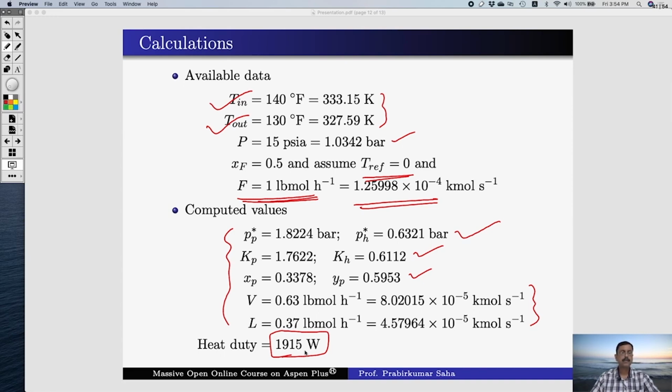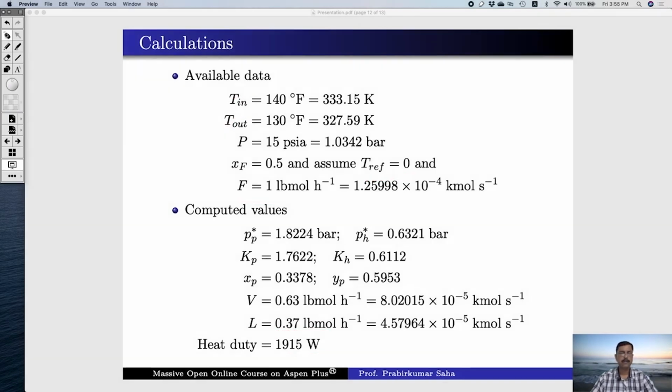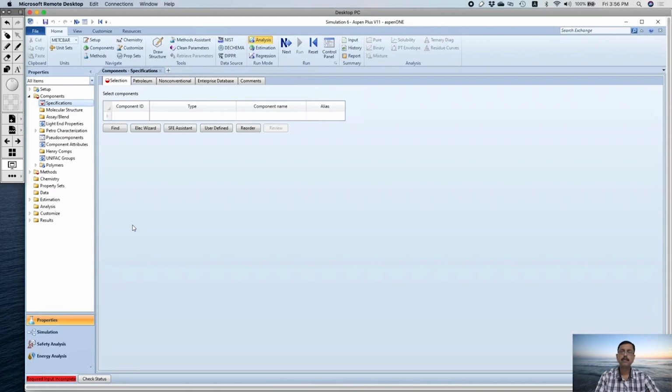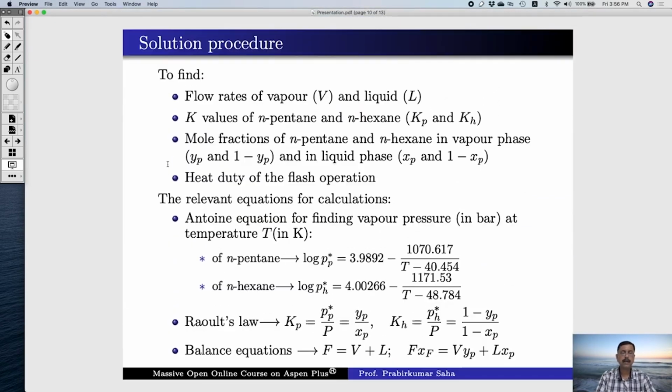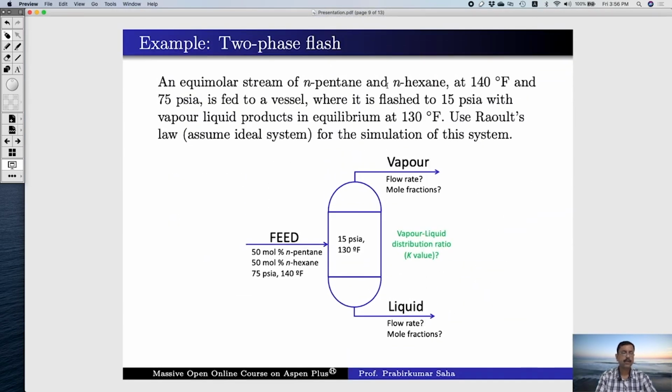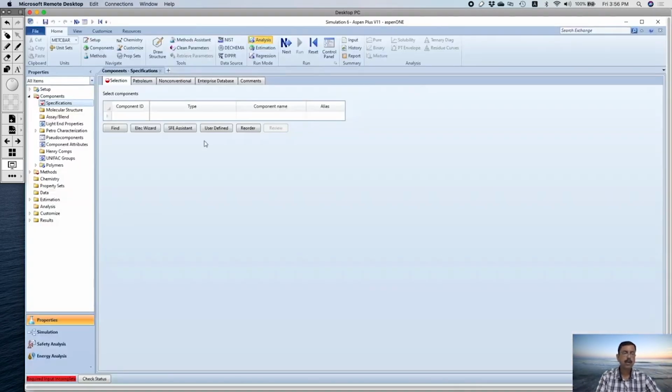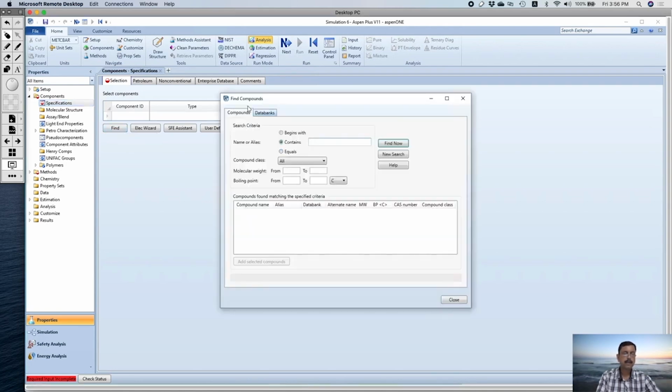Now let us do the same calculation in Aspen Plus. First, we have to fix the components. Now we have two components over here. One is N-pentane, another is N-hexane. So we do not know where to find the N-pentane and N-hexane. So we take the help of this button. Just increase a bit.